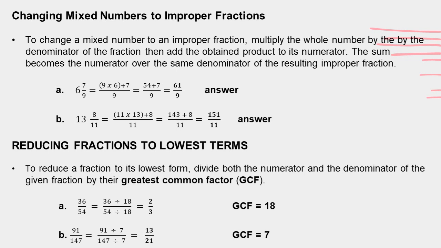Okay, next. Changing mixed numbers to improper fraction. To change a mixed number to an improper fraction, multiply the whole number by the denominator of the fraction, then add the obtained product to its numerator. Then the sum becomes the numerator over the same denominator of the resulting improper fraction.